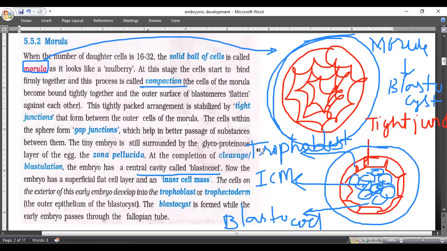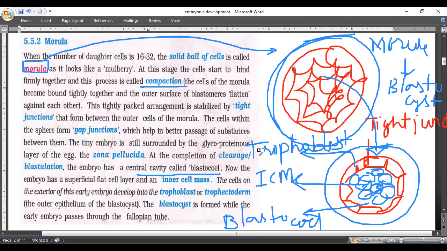That means you see the evolution of the cells from here to here. Compaction is happening. The cells of the morula become bound tightly together, and the outer surfaces of the blastomeres flatten against each other. This tightly packed arrangement is stabilized by tight junctions that form between the outer cells of the morula.